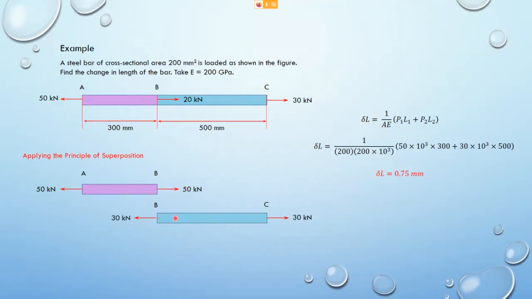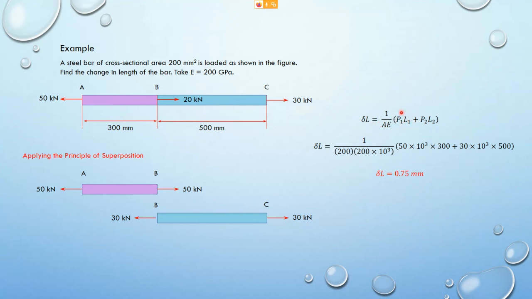So for the equilibrium of this part, this is 30. Then I must consider this as 30 as well. See, this arrow pointing towards the left, then this arrow must be pointing towards the right. So this is 30. Okay. So once you have got this, now you can find the deformation of part 1 here, plus the deformation of this part 2 here. Okay. So we can straight away use this formula.